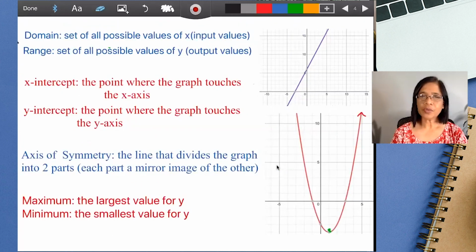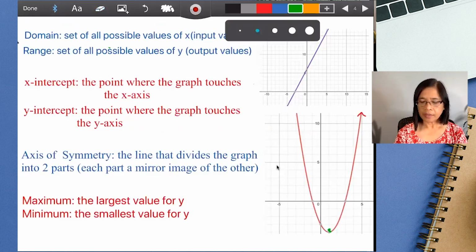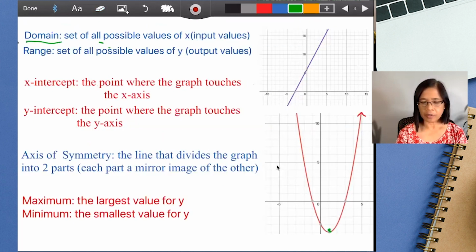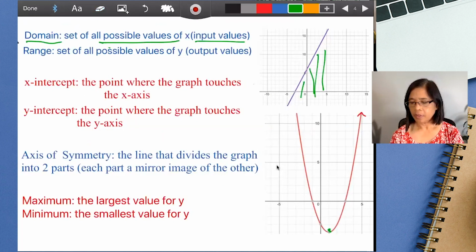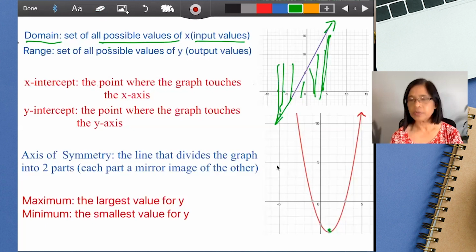Okay, let's start with the first word, domain. And let's see how close your definitions are to these mathematical definitions. So for domain, we're referring to the set of all possible values for x, also known as input values. So if we are given a graph, to find the domain, we look at these points here. What are the possible x values? If we extend this graph in both directions, what are those x values?